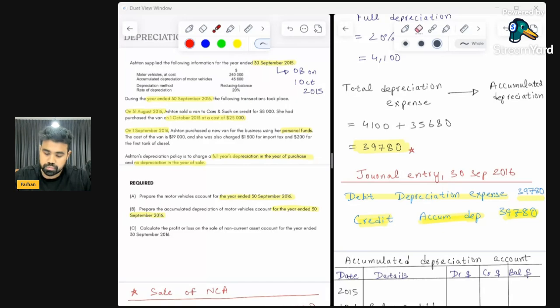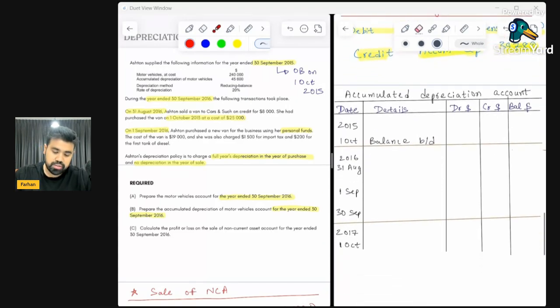Okay? Now, why do we need to know this? We'll understand now. So we have the ledger account for accumulated depreciation here, which is the usual 5-column format: date, details, debit, credit, and the final balance. So to begin the year with, on 1 October 2015, you see the question wants us to prepare this account for the year ended 30 September 2016, which means from 1 October 2015 until the end of 30 September 2016, whatever events have occurred need to be shown here.